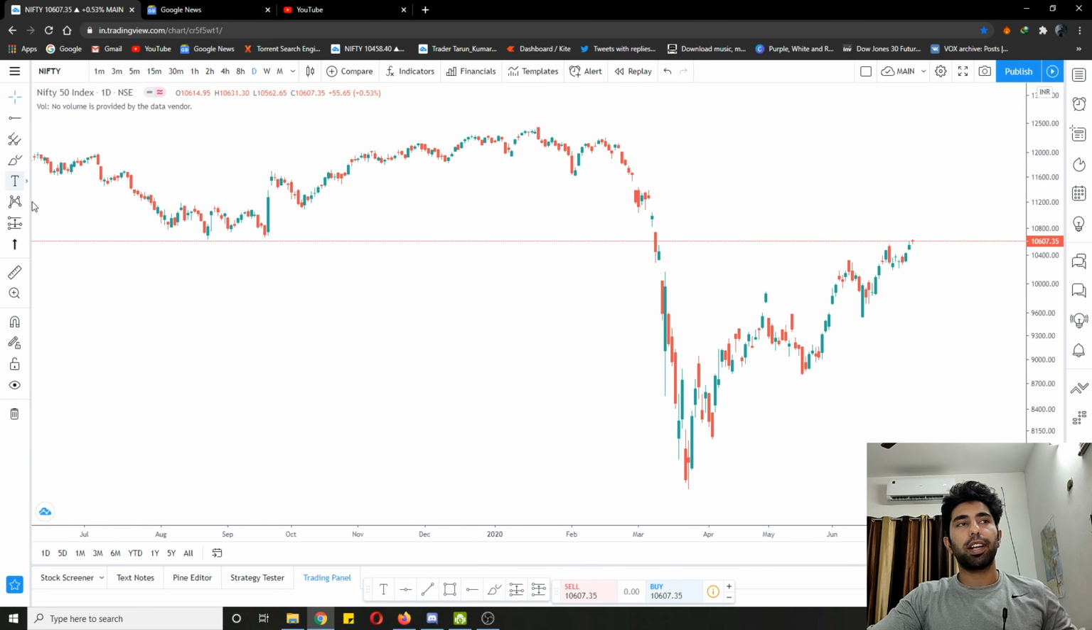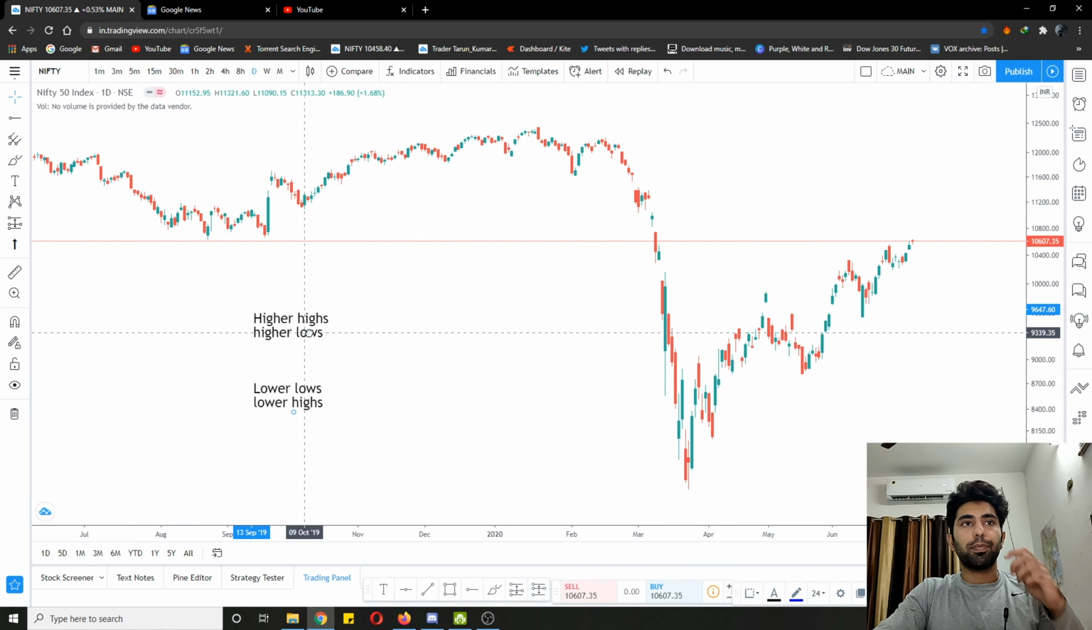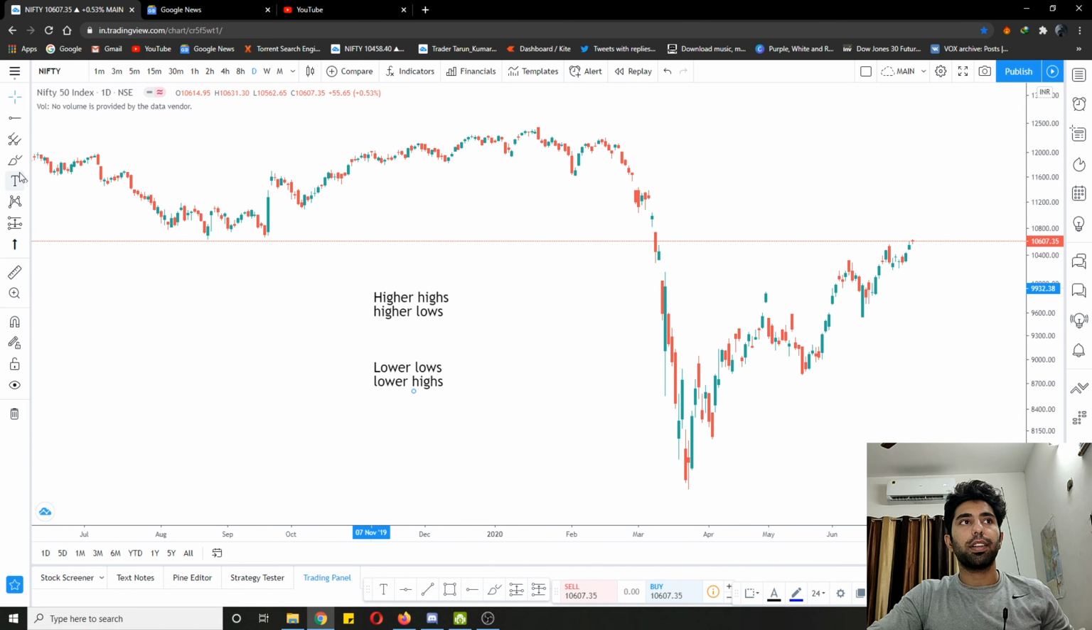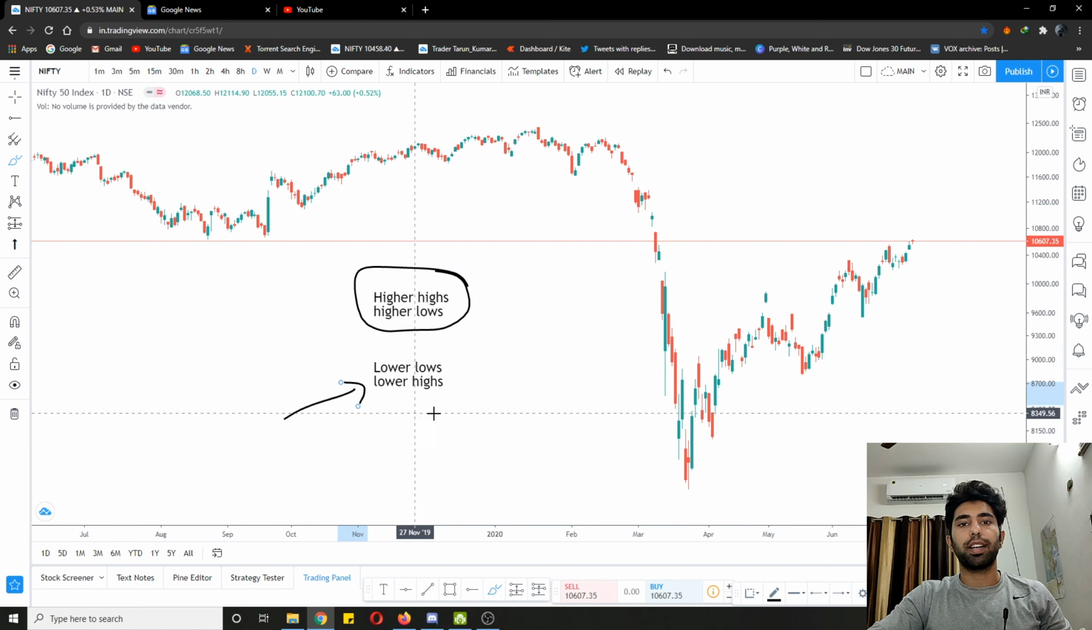It has a very simple definition: the uptrend should have higher highs and higher lows, while the downtrend should have lower lows and lower highs. So this is the definition of the uptrend, the first one, and this is the definition of the downtrend.